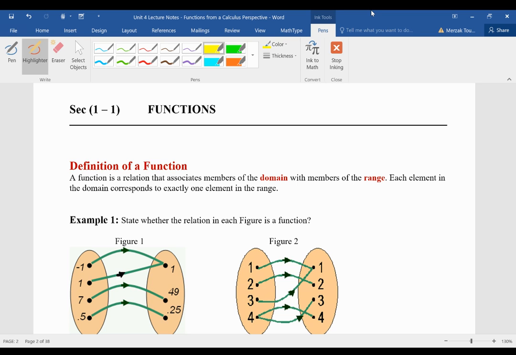Hi everyone. This presentation is on functions. Let's start with a definition of a function.